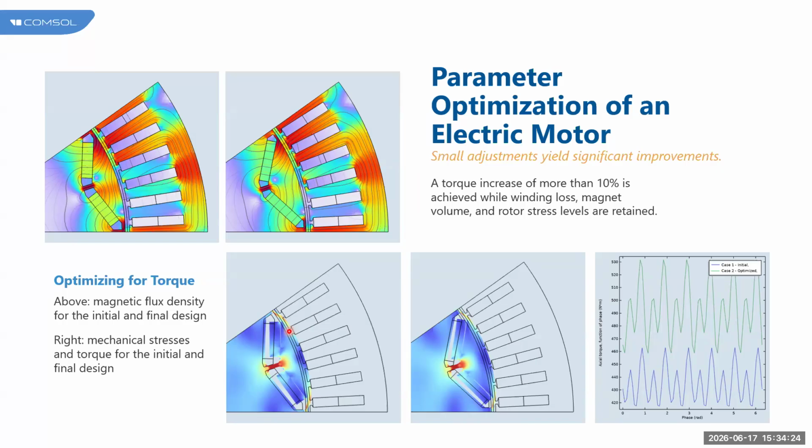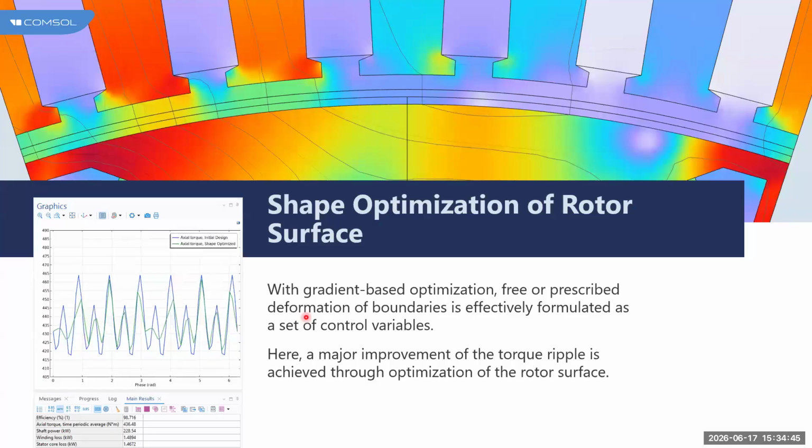The optimizer will iterate, running the model at each control parameter, and it adjusts the parameters to achieve your objective function. So this example with the parameter optimization achieves, in this particular model, a 10% torque increase while keeping the winding loss, magnet volume, and the rotor stress at their original levels. Okay, so this is on parameter optimization.